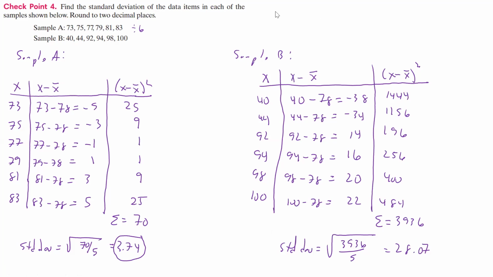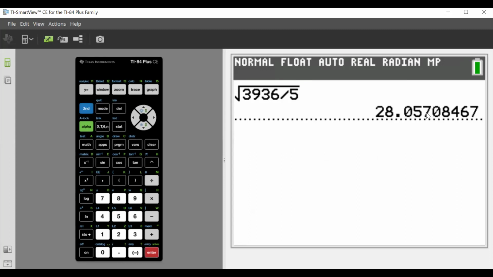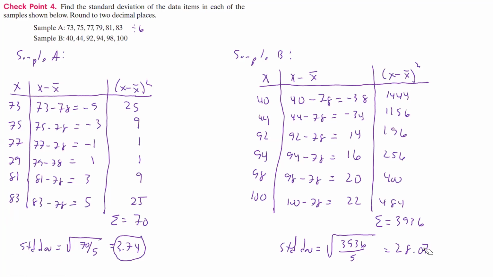So let's go back here and let's quit that. And let's do the square root of 3936 divided by 5 again. Oh, we have 28.06. Okay, so I must have read that wrong. So it's 28.06. So that was the error there. So let's erase that 7 and write what I should have read the first time, which would have been, if I can find my pen, a 6. Okay. All right.